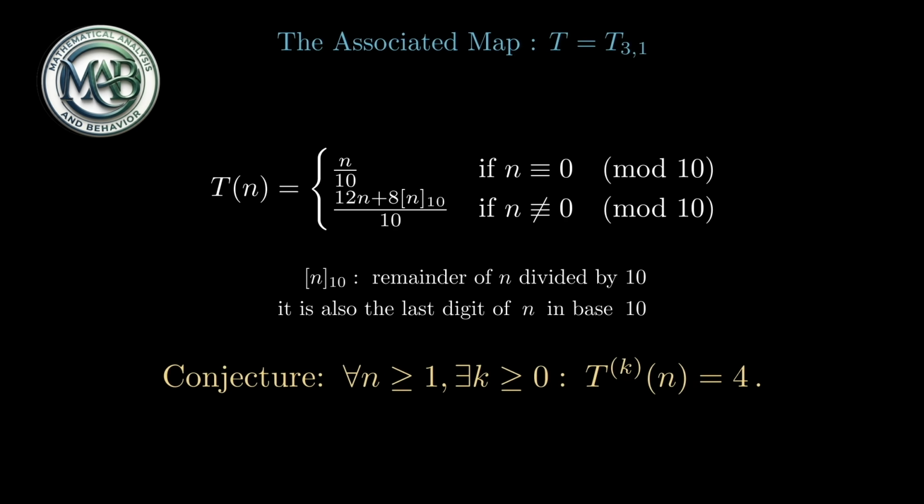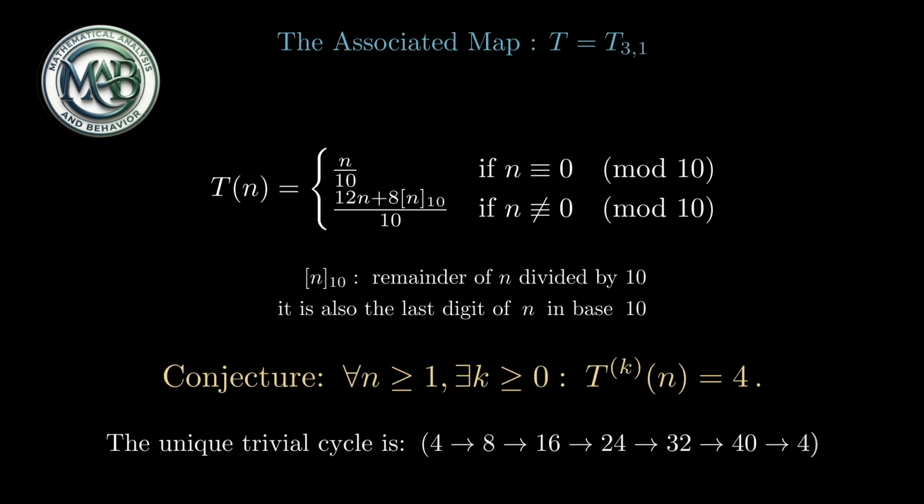The particular conjecture may be stated in mathematical symbols as follows. For any n greater or equal to 1, there exists a positive integer k such that the iterate of T of order k equals 4.